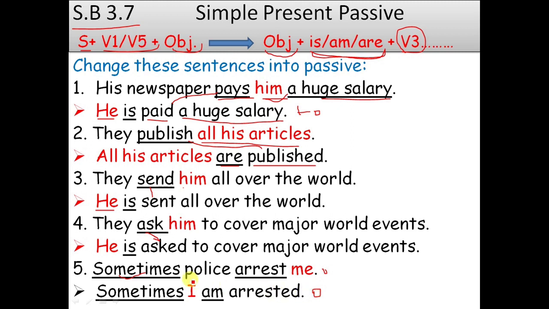So here it is given in the beginning, so sometimes. Now the object me, bring it into the position of subject. I, sometimes I, this is present, therefore you have to use is, am or are. Here our subject is I, therefore it takes am, I am, V3, arrested. So sometimes I am arrested.